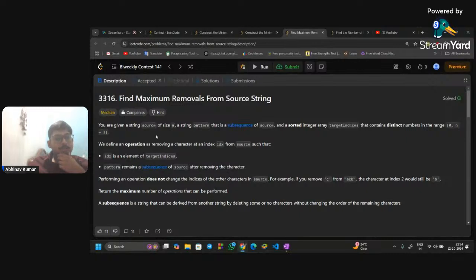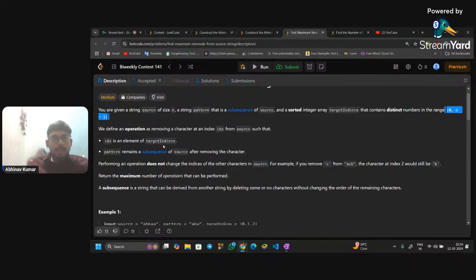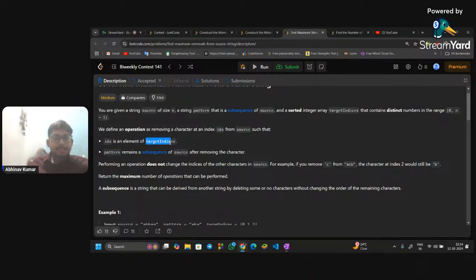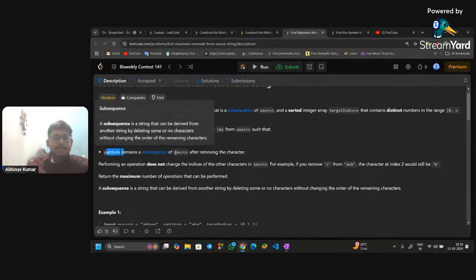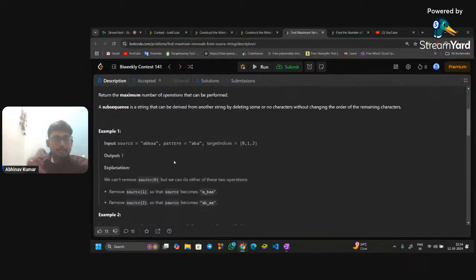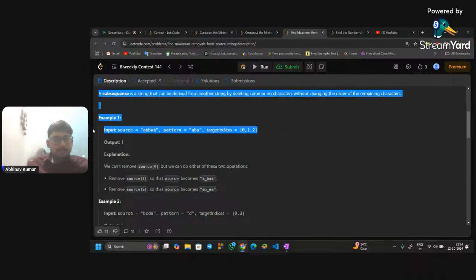So in the third problem, you are given a string source of size n and a string pattern that is a subsequence of source and a sorted array target indices that contains distinct numbers in the range 0 to n minus 1. We define an operation as removing a character at index idx from source such that idx is an element of target indices, and pattern remains a subsequence of source after removing the character. If you read the problem, I'll explain what the problem states.